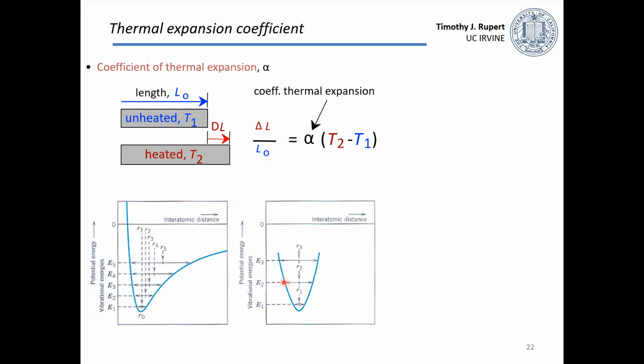So if we had a perfectly symmetric potential well, like I show on the right here, and we added thermal energy, our atoms would be vibrating more. Sometimes they'd be more separated, sometimes less separated than the mean. But if it was perfectly symmetric, this vibration wouldn't really do anything. So our average position would stay the same.